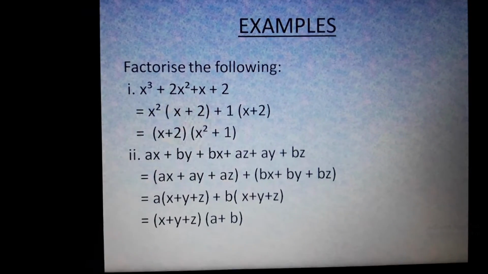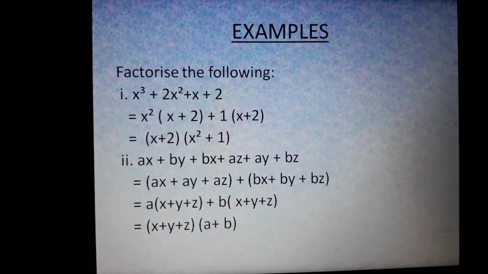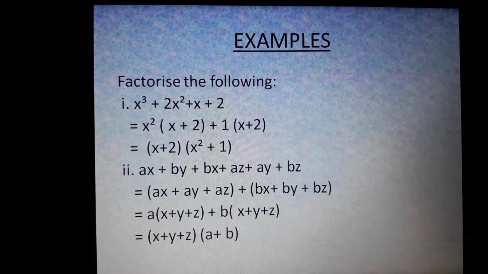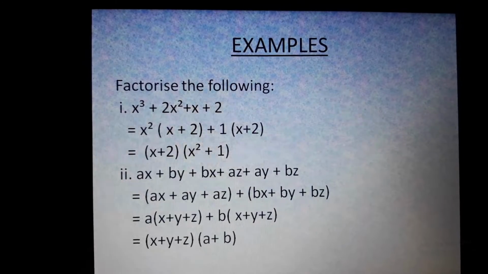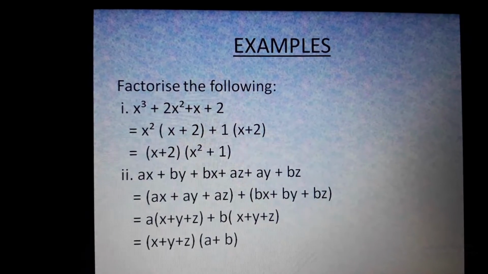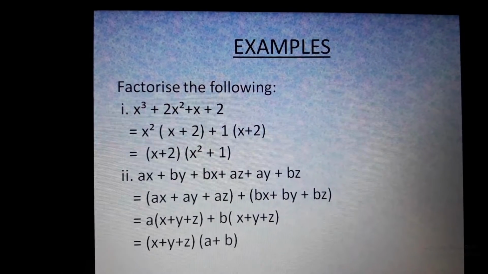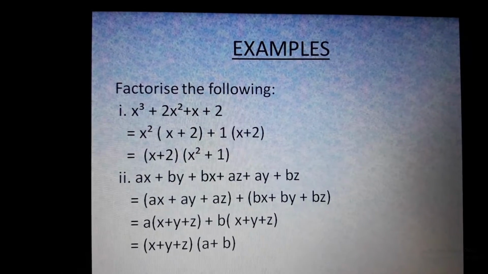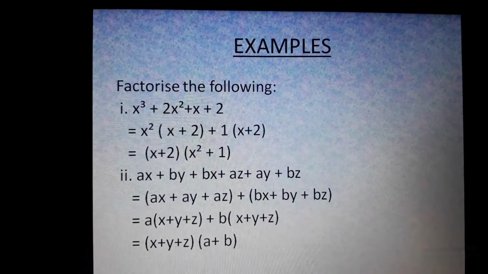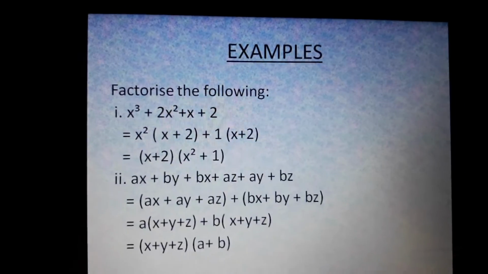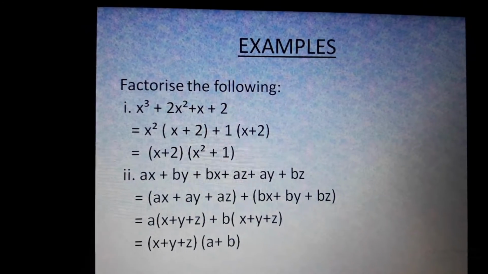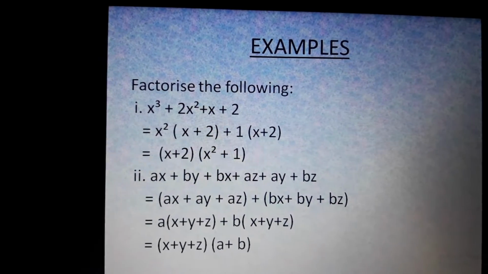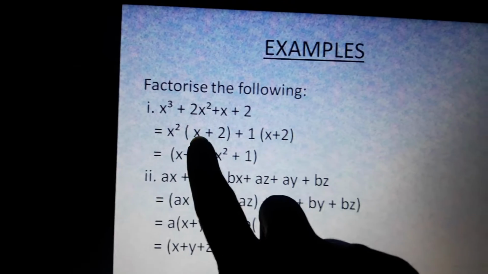So first one we have x cube plus 2x square plus x plus 2. Now here, how do we do the grouping? You can take the first two terms only: x cube and 2x square. If we take the HCF of x cube and 2x square, we will get x square. So you take x square common in the bracket. Now the first term, x cube, divided by x square leaves x. So you write x.